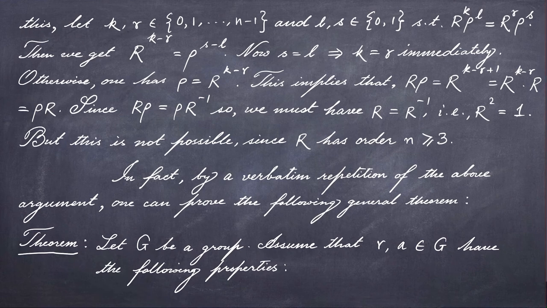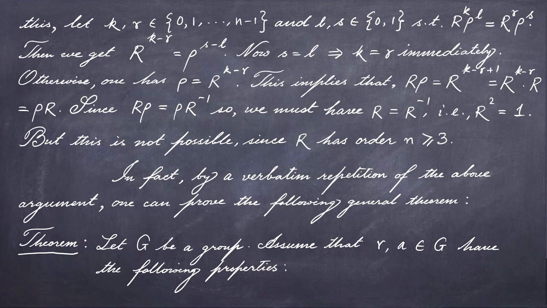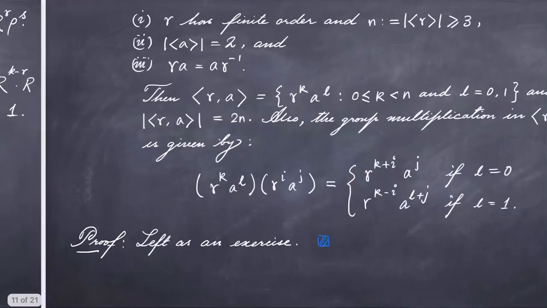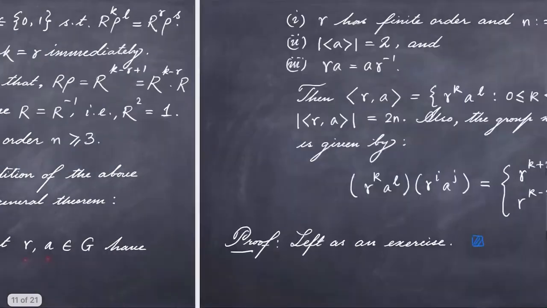So it is quite natural to expect that a verbatim repetition of this argument can lead us to a general result. This is the context of the following theorem. The theorem says, if G is a group and there are two elements r and a in G with the following properties: r has finite order, the order of r, denoted by n, is at least 3; the order of a is 2; and r and a have this relation, that is ra equals ar inverse.